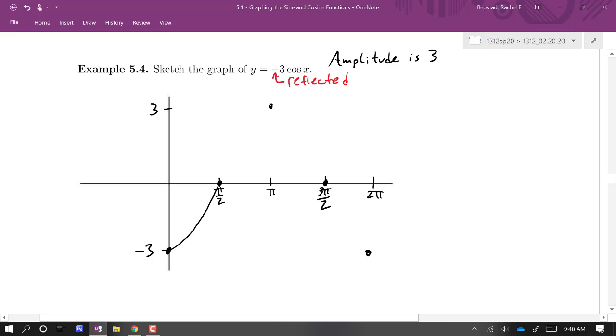And this is what it looks like. It's almost as if we just took the graph of minus cosine x that we already did, and then just erased the 1 and negative 1 and wrote 3 and negative 3, which is essentially all we did.